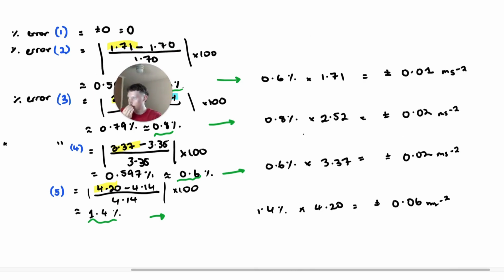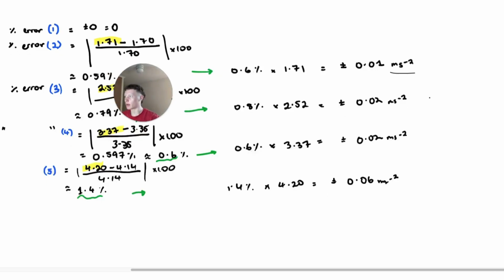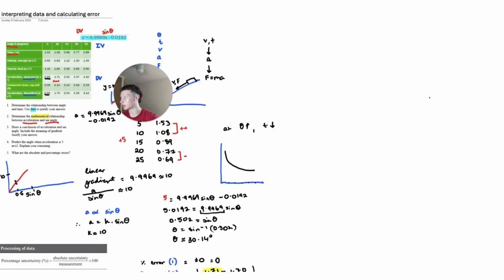All right, so here we go. These are all the errors that I got. Absolute errors rounded to 2 decimal places. Note that I've actually included the units here because it's a unit of acceleration. And yeah, that's what I do for all those questions there, Giselle.